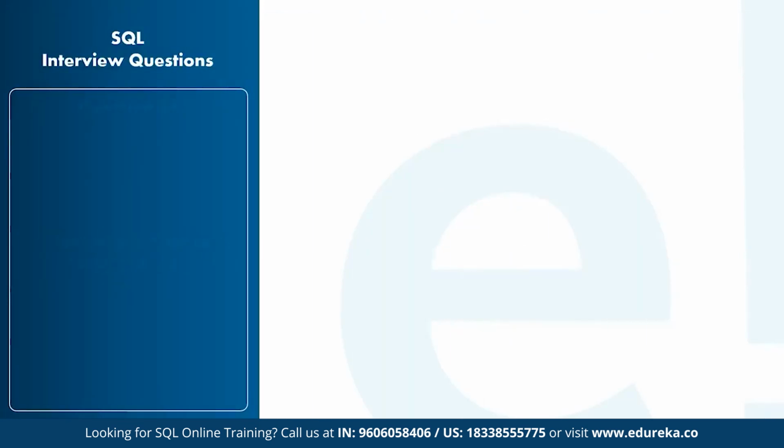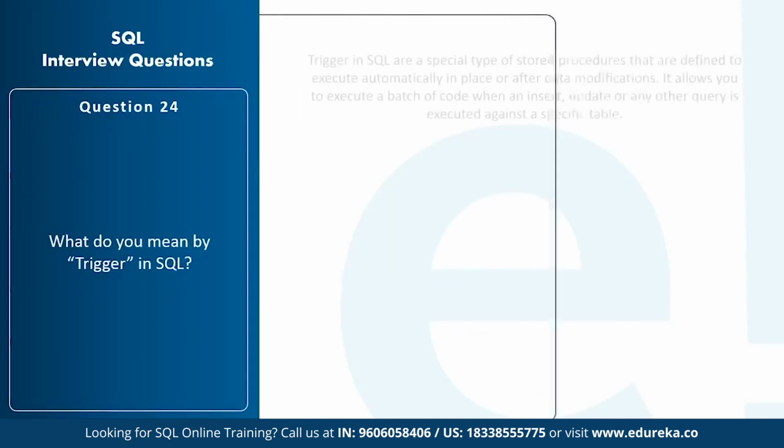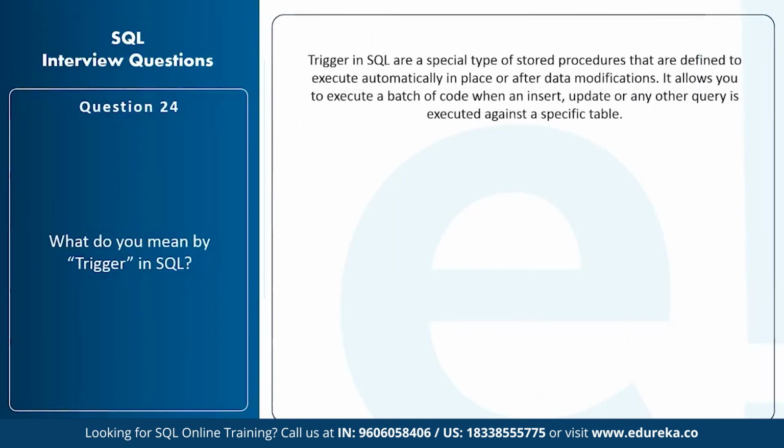Now let's move forward to our next question, that is, what do you mean by a trigger in SQL? So triggers in SQL are a special type of stored procedures that are defined to execute automatically in place of or after data modifications. It allows you to execute a batch of code when an insert, update, or any other query is executed against a specific table.